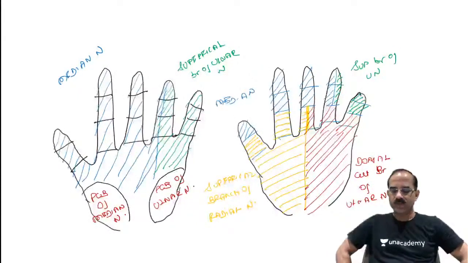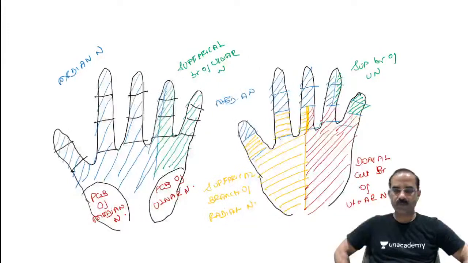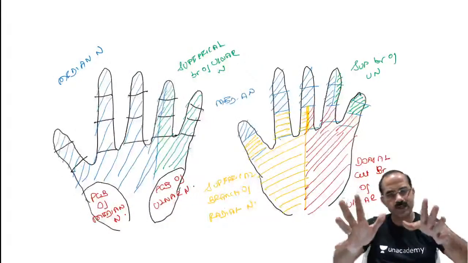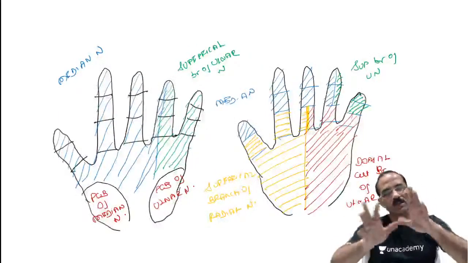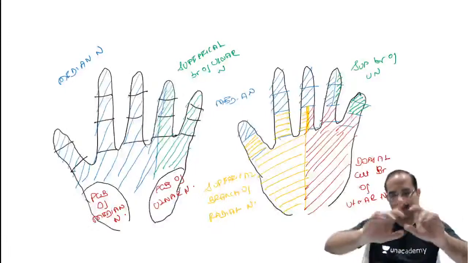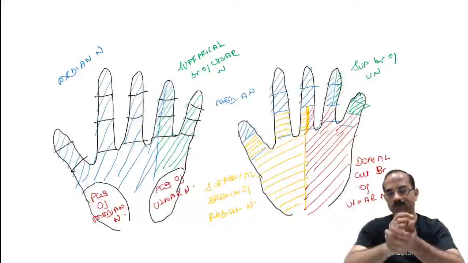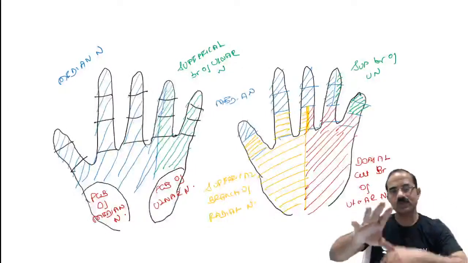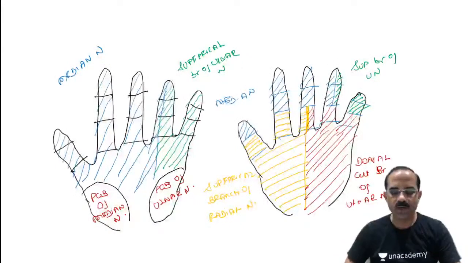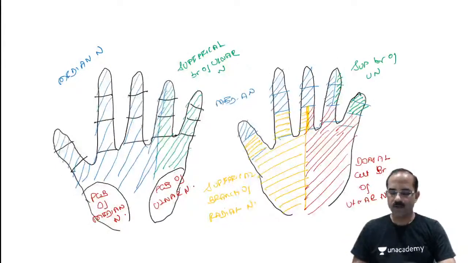Is this clear, students? I'll quickly go through it once again. If there's any doubt, you tell me. This should be perfect. There are many MCQs. In different permutations and combinations, you'll get MCQs. On any median nerve, radial nerve, or ulnar nerve, one of the options will be on the cutaneous distribution. So this has to be perfect. Okay, crystal clear. Very good.